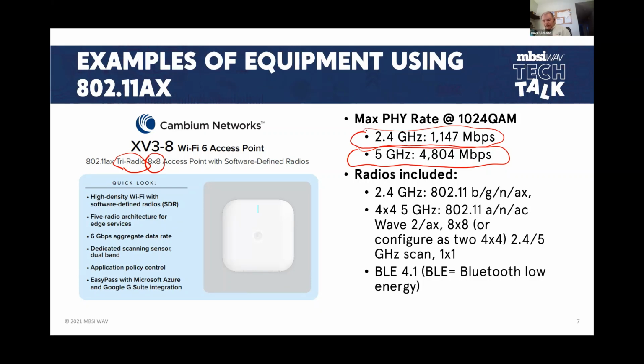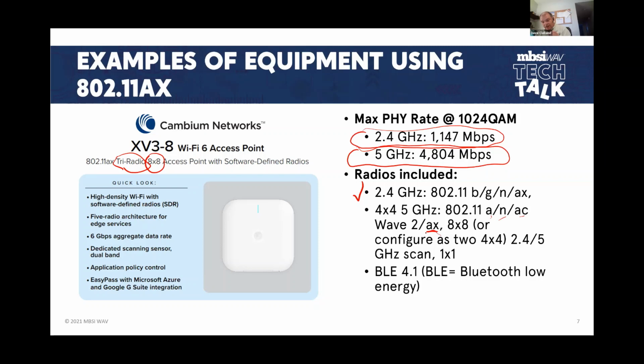The radios that are included in this box, look at this. I have a 2.4 gig radio that's capable of 802.11b, g, n, and ax. I have the ability to configure one 8x8 or two 4x4 radios in my 5 gigahertz radio supporting 802.11a, n, ac, and ax in one box. It gives me incredible configuration freedom to make this network do whatever I really need it to do.